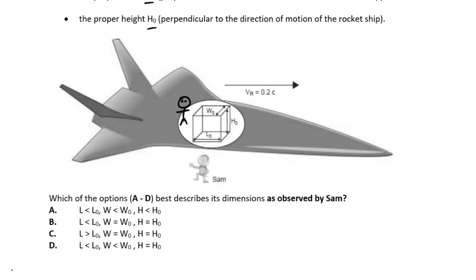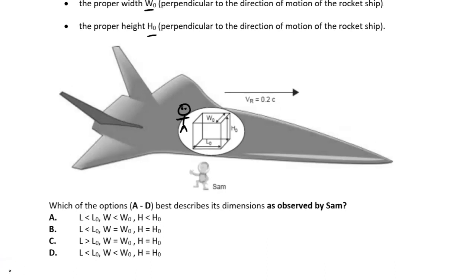So Sam is no longer going to be measuring a proper length. He will only ever measure a contracted length, a shorter length, but only in the direction that is parallel to the motion. So that means only in this direction here. So the only length that's going to change is this value of L0 here. W0, or the proper width, and the proper height, H0, are going to remain the same because they are perpendicular to that direction. It is only a length that is parallel to the direction of motion that becomes contracted.